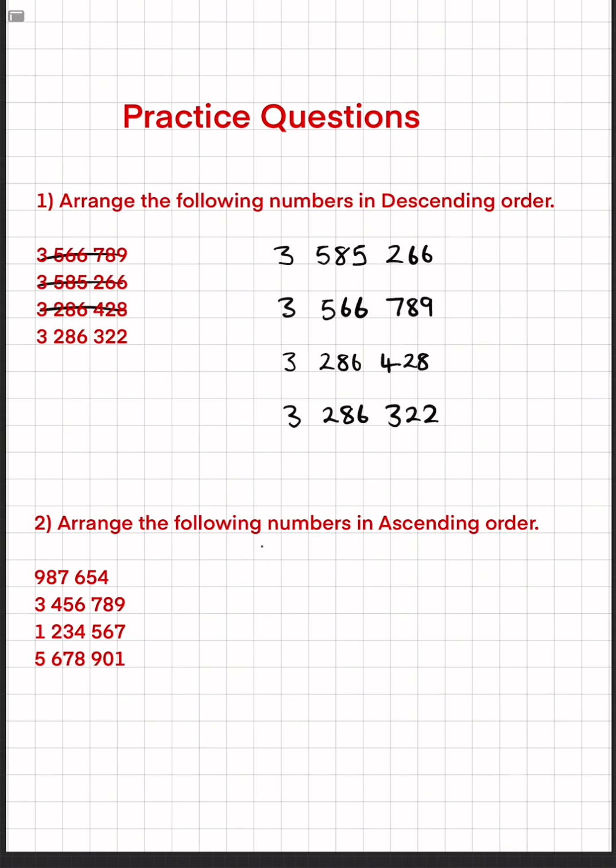Question 2 says arrange the following numbers in ascending order. Ascending means arranging the numbers from smallest to largest. First, we need to compare the number of digits. This number has fewer digits than the rest. It has 1, 2, 3, 4, 5, 6 digits. So this number is the smallest, 987,654.